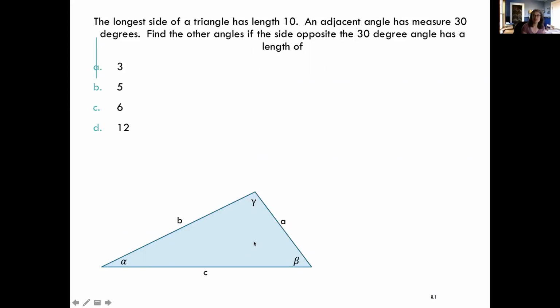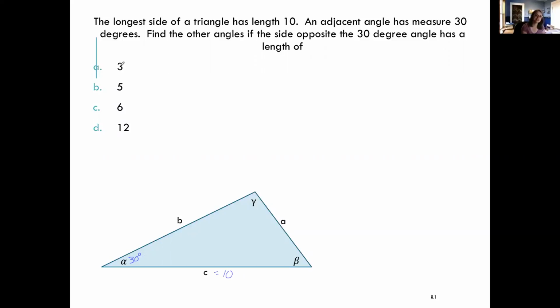So let's just apply the law of sines in a few different cases. Here's what we know. The longest side of this triangle has length 10. And one of the adjacent angles has measure 30. We're going to call that angle alpha. And then it just says, find the other angles if the side opposite the 30-degree angle has a length of, and then we've got three different cases.